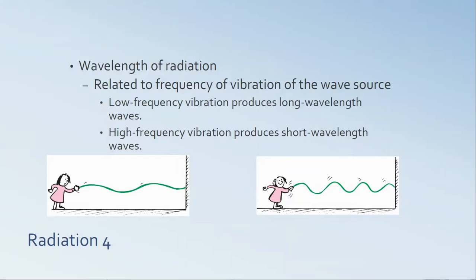If she jiggles the rope fairly slowly, we'll see these very long wavelengths, as we see in the picture on the left. If she starts jiggling the rope much faster, we'll start to see a higher frequency vibration and waves with a much shorter wavelength, as in the picture on the right.